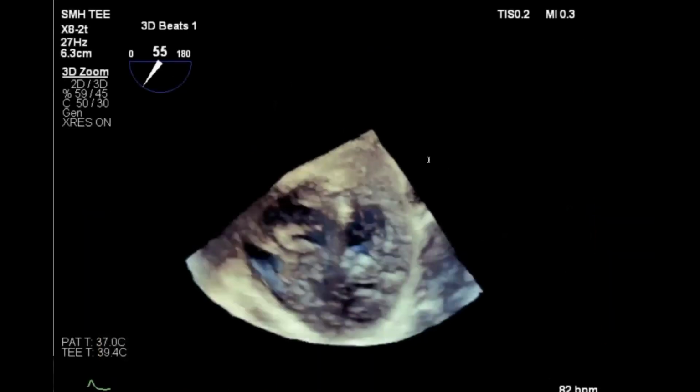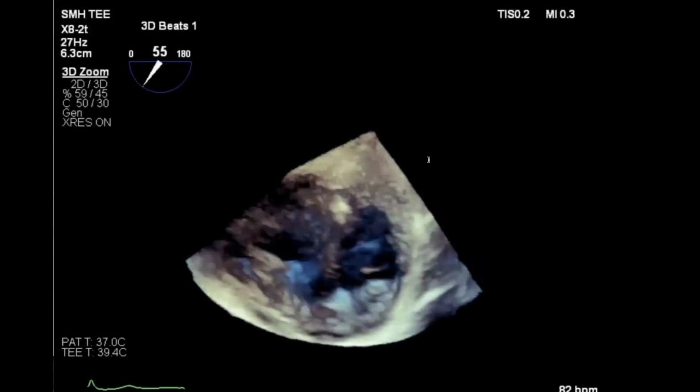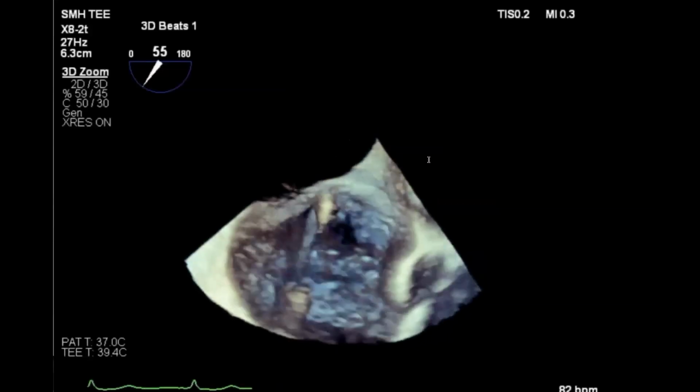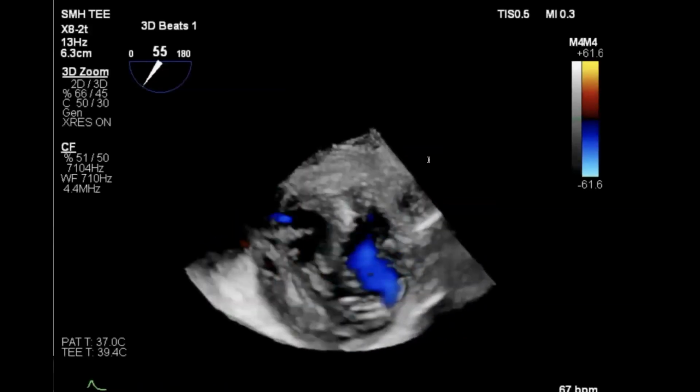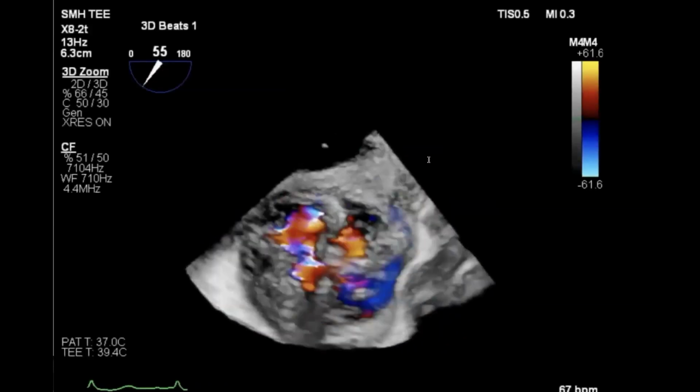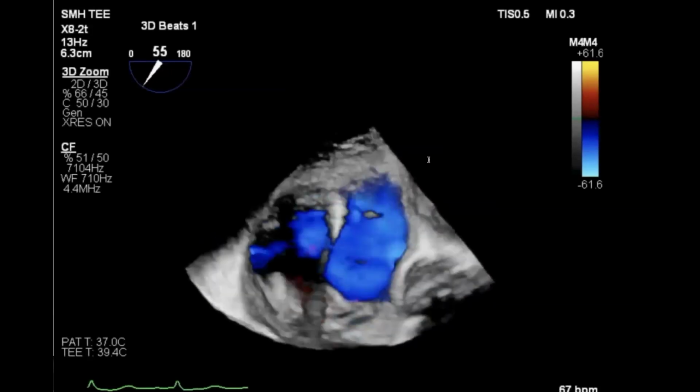Here's what the 3D looks like. Again, tucked right into the posterior septal commissure, not definitively contributing to the main mechanism of TR here. As you can see, that clearly is coming from this large coaptation gap.